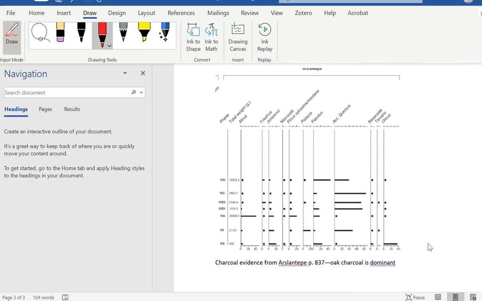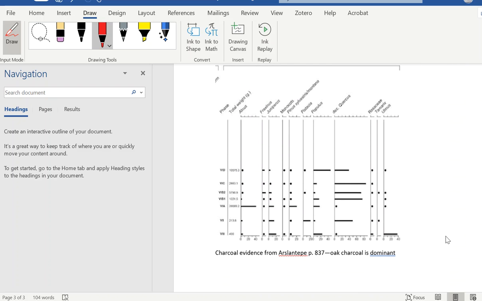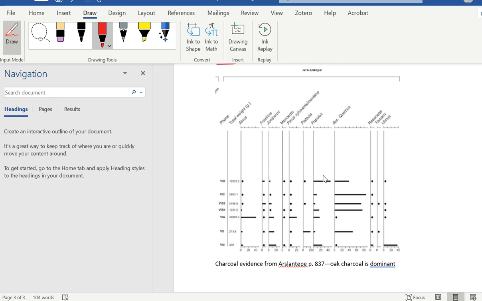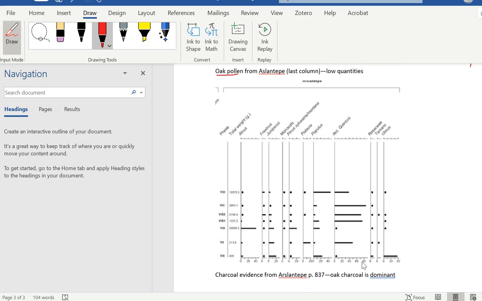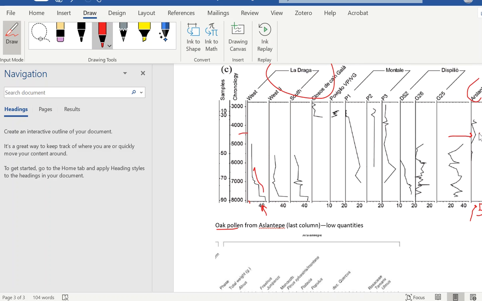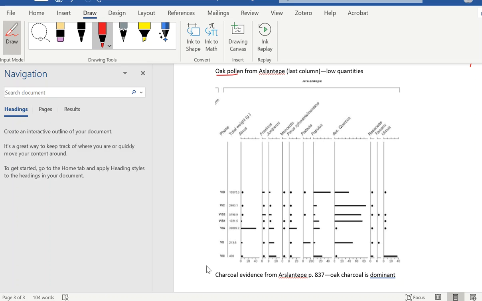Now what's interesting here is they show charcoal information. So you've got charcoal evidence. Now this is from Aslantepe, so it's the same place where they don't have a lot of oak. But what you see here is these are the various phases of this particular site. And then what they do is they look for charcoal data to see what type of trees, for example, are found in this area. And what you find predominant is, if you remember this particular word, it means oak.